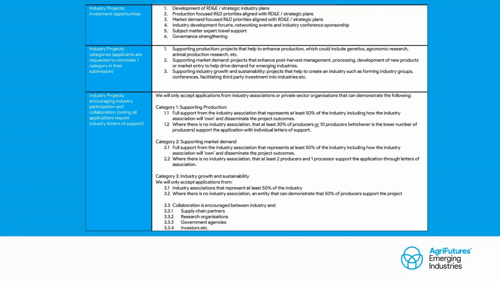So for supporting production, we need industry association. If you do have an industry association, we need them to be the applicant. We need them to be driving things. Where there's no industry association, and we're dealing with some industries that only have 3 or 4 members, we either need 30% of those members or 10, whichever is the lower number. So say there's 9 members, we need basically 4 of them to be supporting that particular research project.